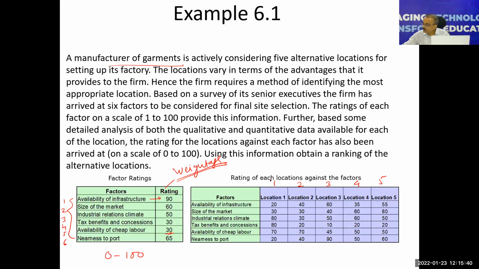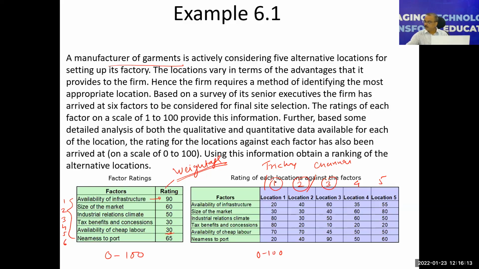And for whatever locations are under consideration, you will now try to give a rating to the location for each factor. For example, let's say location 1 is Trichy. Let's say this may be Chennai. So based on the individual location, you will try to rate those locations, again on a 0 to 100 scale, against these particular factors.